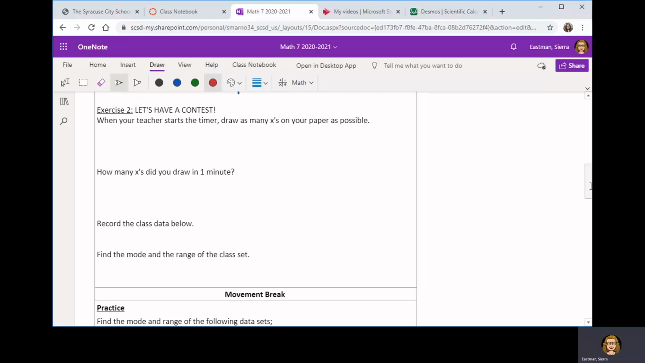And then what we're going to do during class is to have a contest. So if you're watching this before class, it might be fun to join class and actually participate with us. Or if you're watching this after class, I will just make up some class data here for us to use, just in case. So what we're going to do is start a timer for 1 minute, and you are going to draw as many X's on your paper as possible.